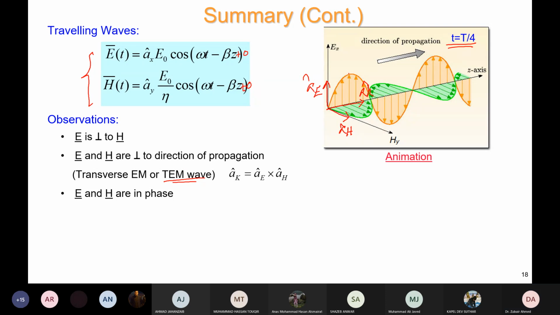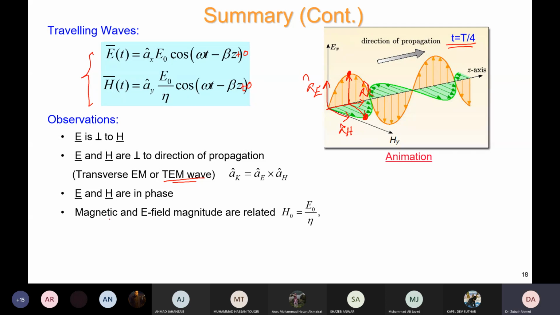Let's say at some instant of time, if we have the maximum of the electric field, then at the same instant of time, we also have the maximum of this magnetic field. So they are in phase. Electric field maxima and minima and magnetic field maxima and minima are located at the same point.